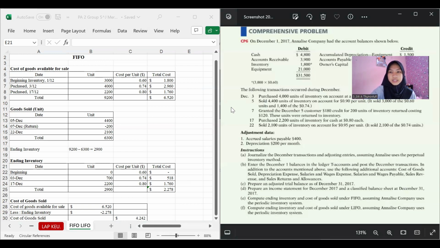To find the cost of goods sold, we reduce the cost of goods available for sale by the ending inventory, namely $6,520 minus $2,278, so that the cost of goods sold is $4,242.